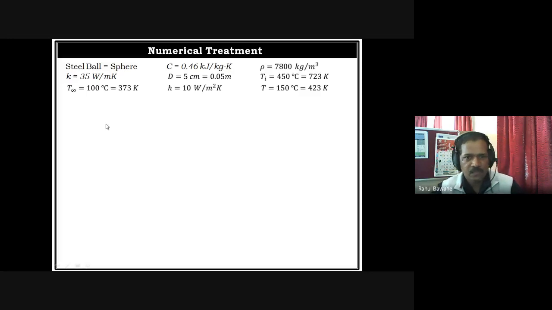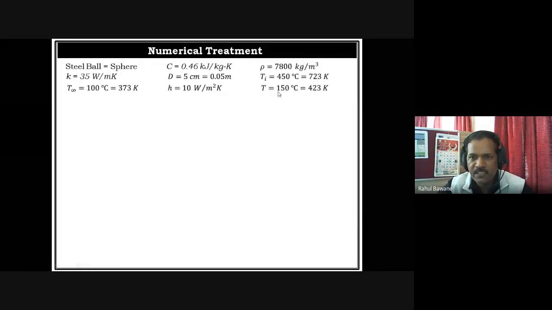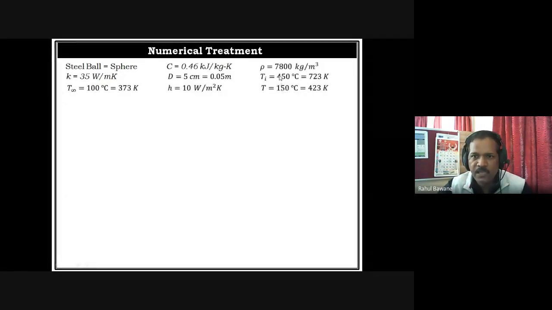It means initially that sphere is at 450 degrees centigrade. When it is dipped into the fluid, it will start losing its temperature, and after some particular time it will reach 150 degrees centigrade. So we have to find out how much time it takes to reach 150. If we leave that sphere for more time, definitely it will lose further and it will reach 100 degrees and come to an equilibrium temperature with the surrounding fluid.